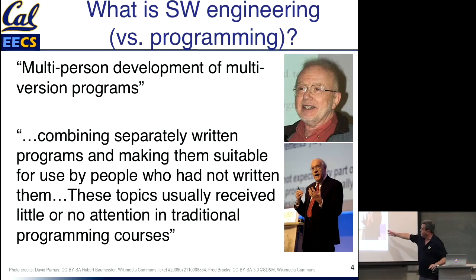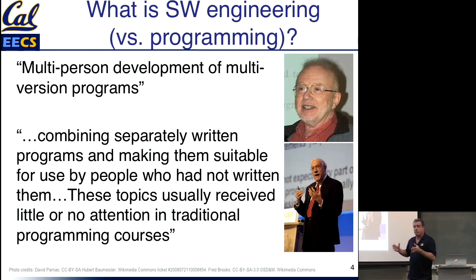Anybody recognize this Turing Award winner? He's on the caption. But in case you don't recognize him, Fred Brooks led the development of the operating system software for the IBM 360, one of the machines that is really regarded as having changed the game for how we think about computer architecture, the programmer's view of a computer. The lessons that he learned from that in the book The Mythical Man-Month should be required reading, I think, for everybody doing software. But he says part of it is combining separately written programs and making them suitable for use by the people who had not written them.